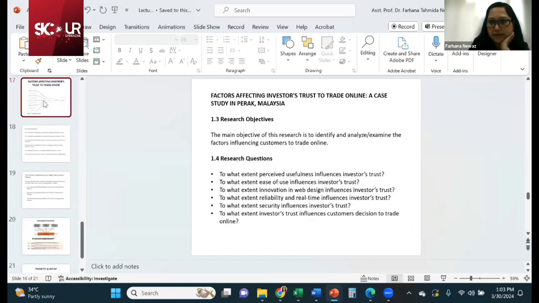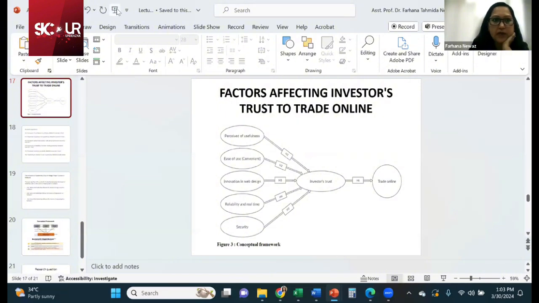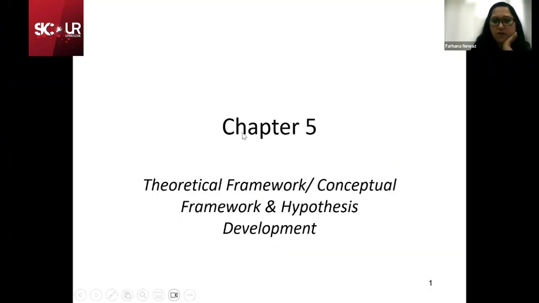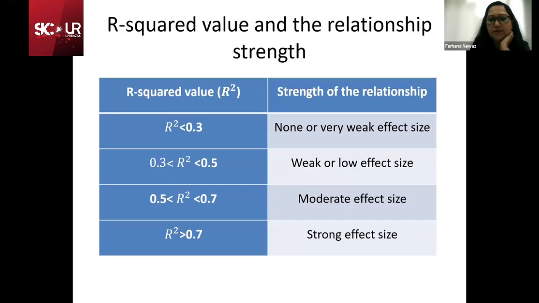I just simply take this one. Then, I don't know why when I go for this one, it goes to the first slide.